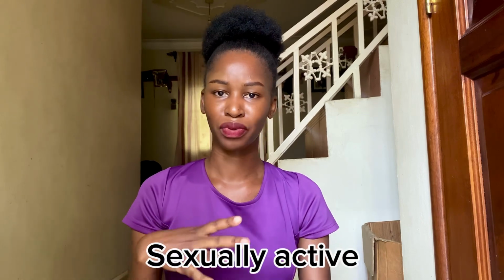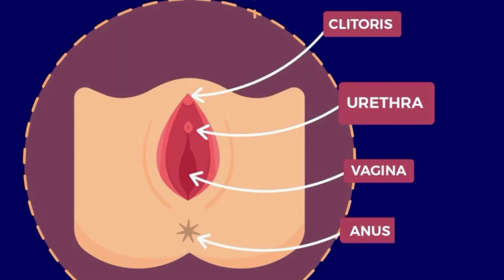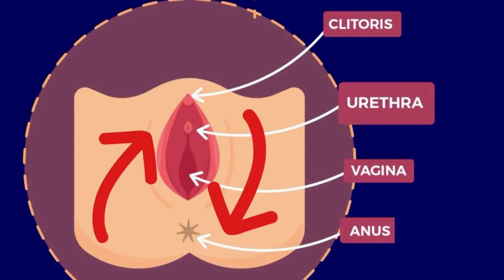Second point is people who are sexually active. Now, I'm not saying that people should stop having sex. No, if you're having sexual intercourse, let me use this. This is your anal area, your anus, and this is where your vagina is. And let me say you're having sex with your partner. If their penis is from here, from the anal area, and then it goes into your vagina, and it comes from your vagina, goes to the anal area.